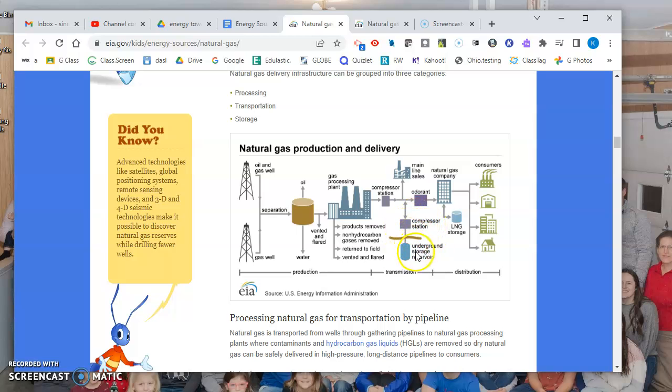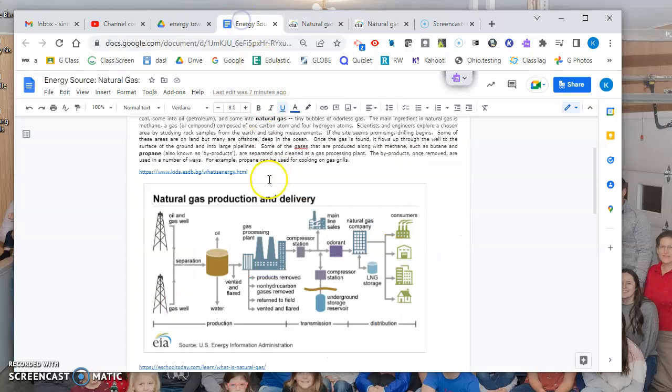Sometimes they store it underground. You can follow the arrows there or that way. Or if they're going to sell it to factories or farms or businesses or just a house, it goes to the natural gas company and then goes to them. Or they store it as liquid natural gas. And that's what those letters stand for. All right.